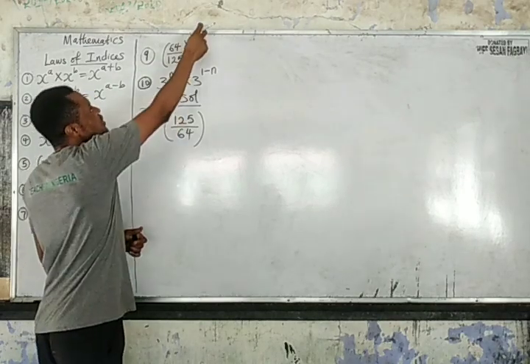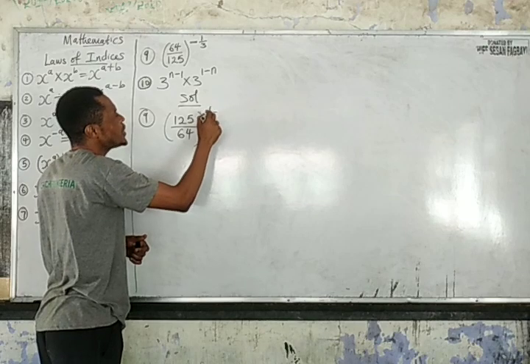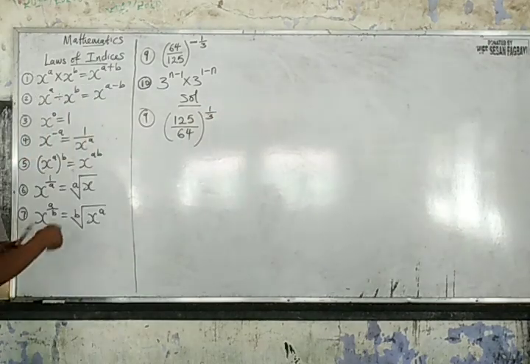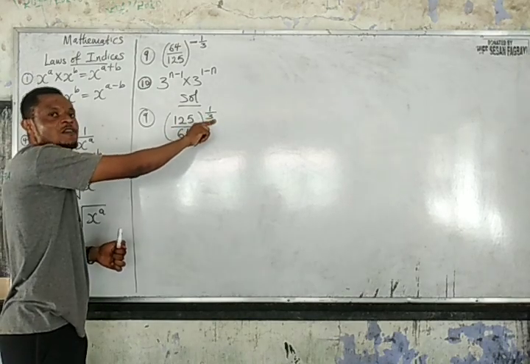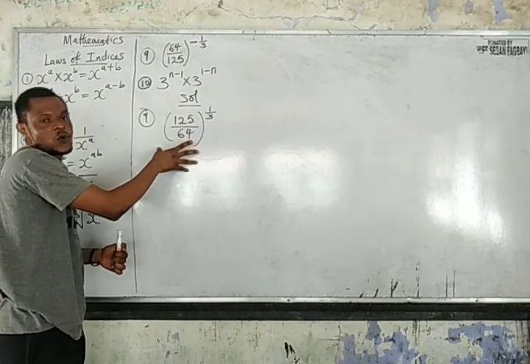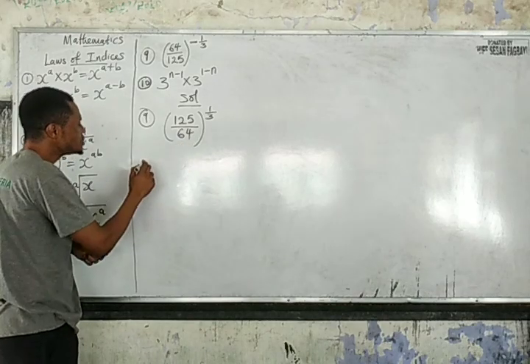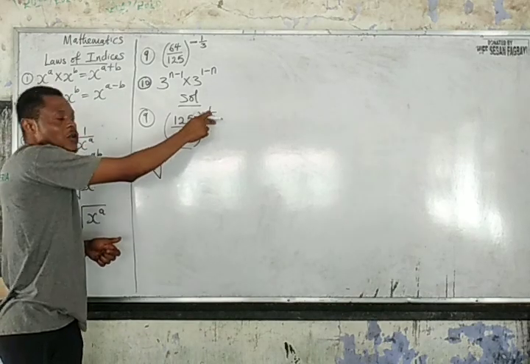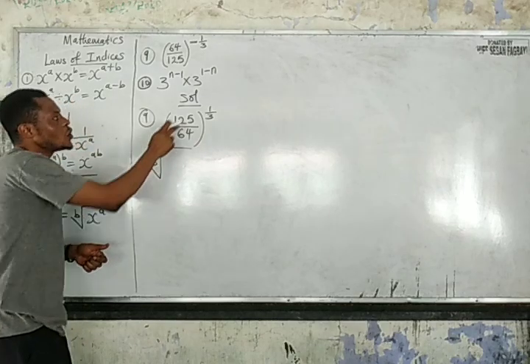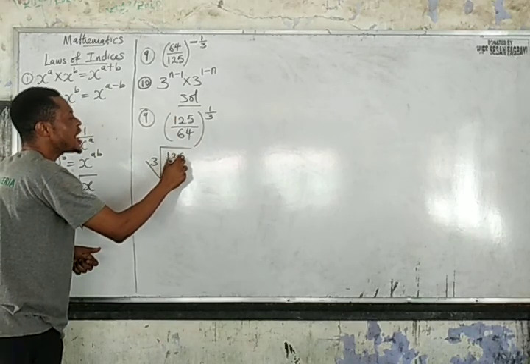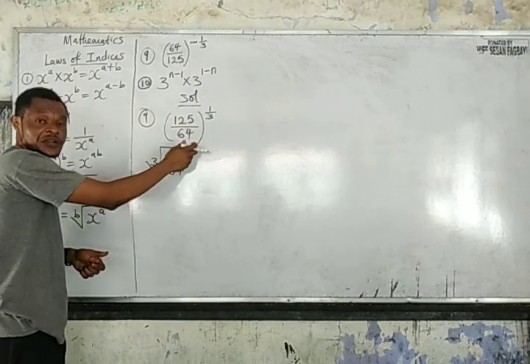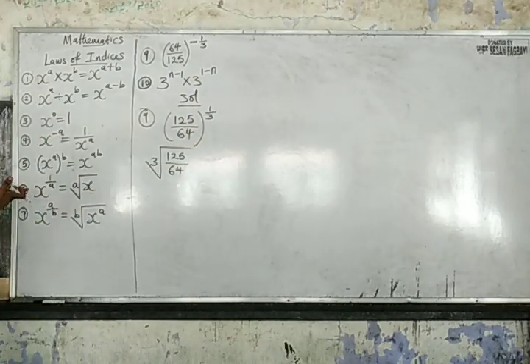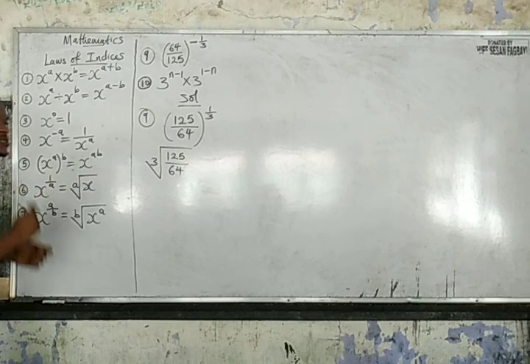So what do we now do next? We have our power written as 1 all over 3. So making use of the 6th law of indices, we are going to make the denominator of the power the root of what we have as our base. So this will result to cube root, because of this 3 here, cube root of 125 all over 64. This is 1. We don't need to say raised to power 1. Moreover, we are making use of the 6th law of indices, where the a became the root of x.